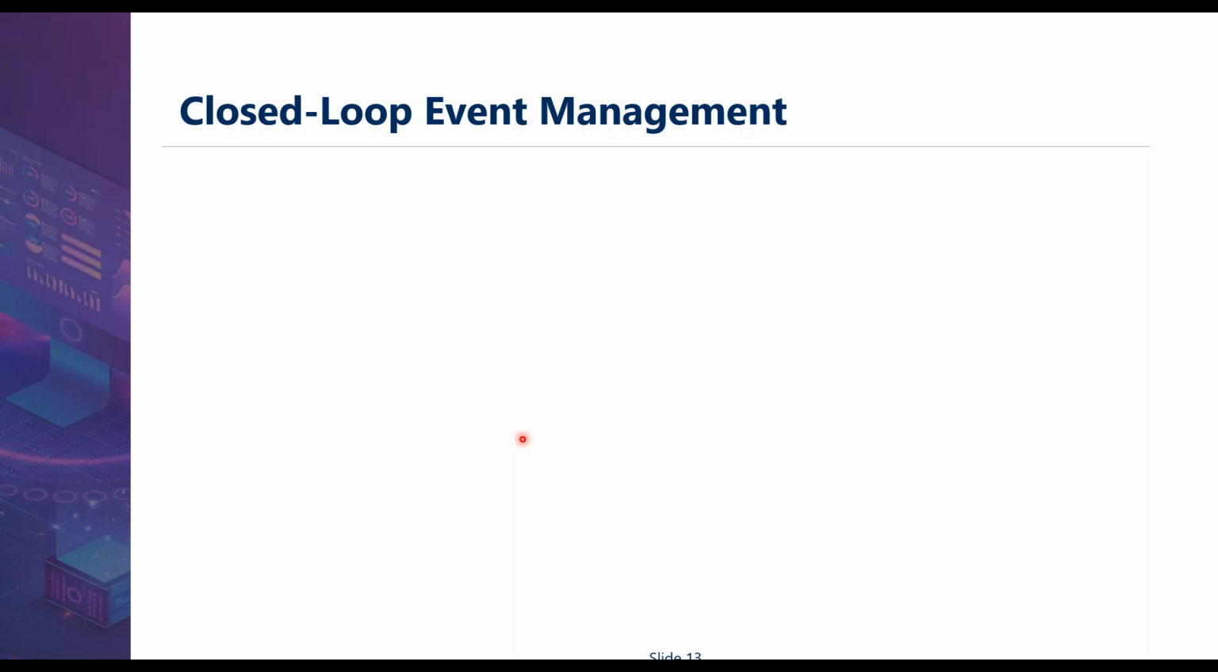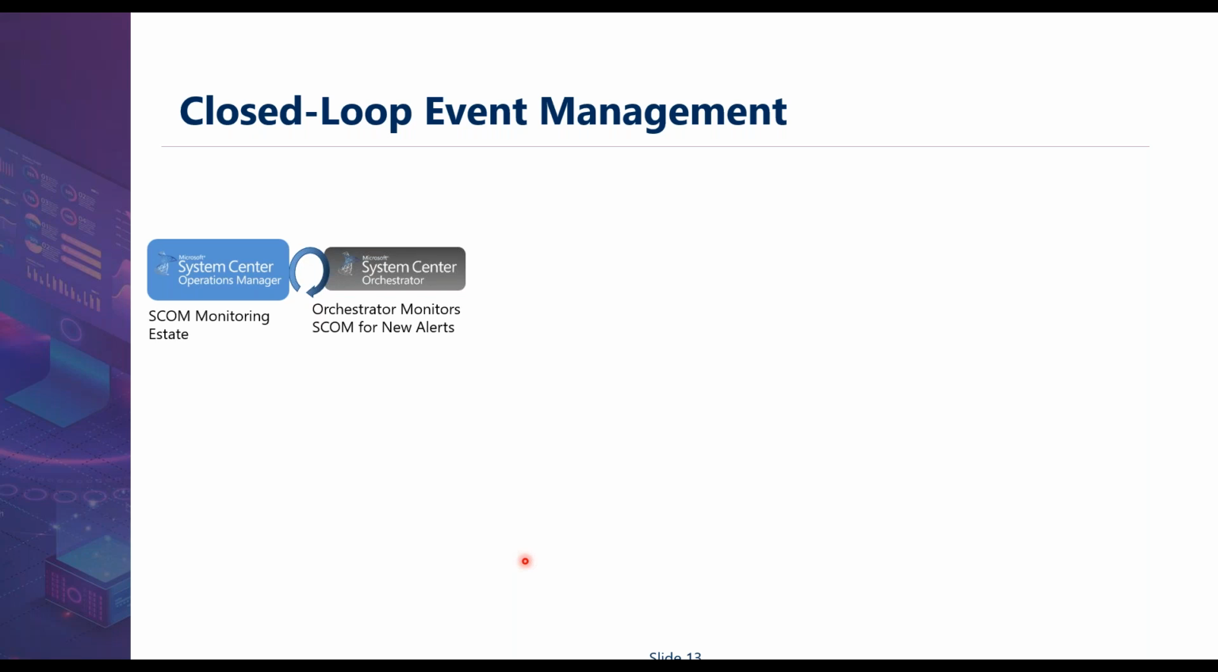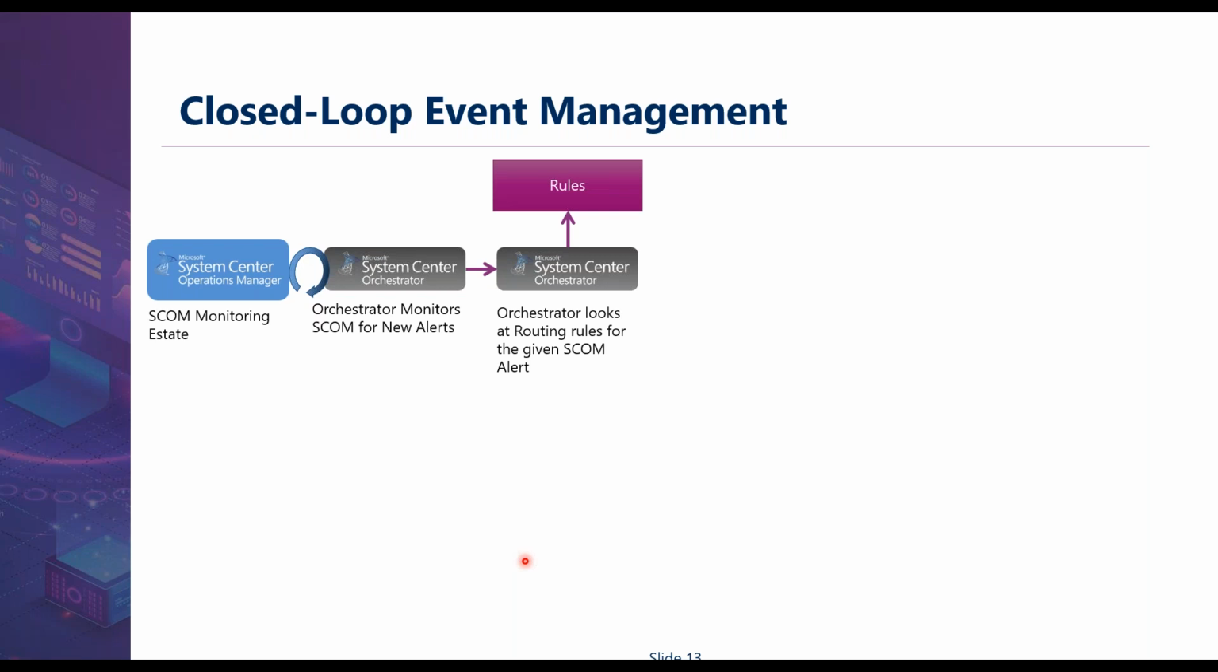What Christian and I wanted to talk you through was understanding how Operations Manager and Orchestrator can work together to give you an end-to-end view of managing and monitoring. In this scenario, Operations Manager is monitoring your state, and Orchestrator is watching Operations Manager for new alerts. When an alert comes in, we can build rules within Orchestrator to look at the alert and create an incident ticket in my service desk, assigning the correct support team for resolution of the ticket based on the alert.